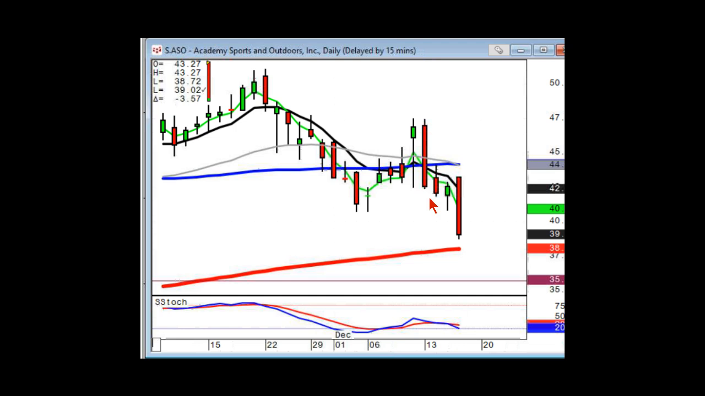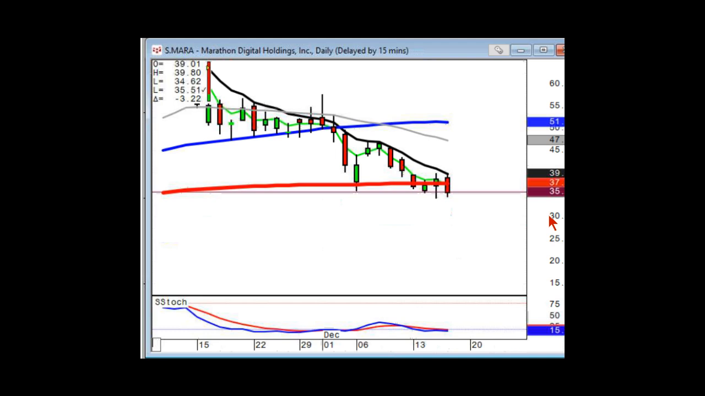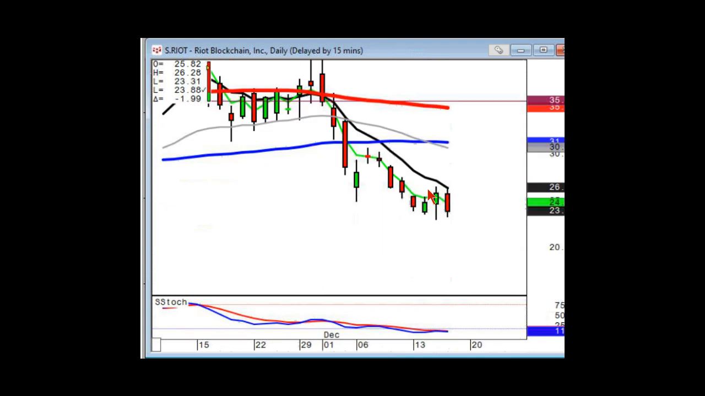Anytime you see that big sell signal, that tells you there's probably a lot of force to the downside. Another wave 1, wave 2, wave 3 in progress. Myra, you're sitting right here at a support level. You're still in a downtrend. And Riot bounced up, but now negated any of this buying. This one could still be shorted on weakness.